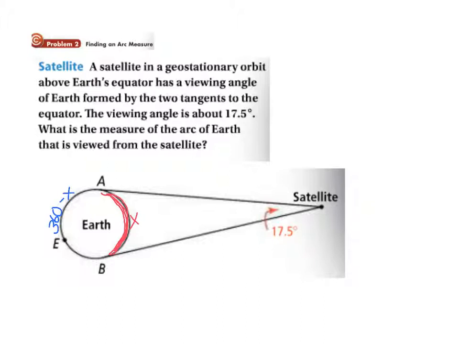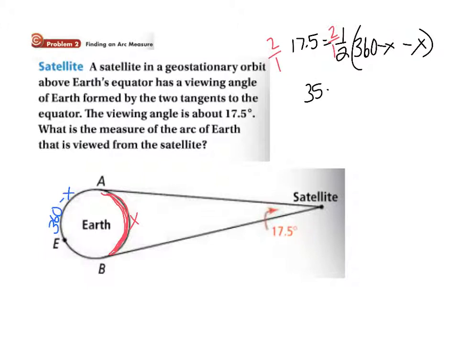All right, so I'm going to use those measurements to go ahead and set up my formula then. I'm going to say that the angle, which is 17.5, is equal to 1/2 the bigger arc, which is 360 minus X, minus the small arc. So it looks like that. And then just like on all the others, I'm going to multiply it by 2/1. And I end up with 35 equals, and this would end up being 360 minus 2x. Okay, remember the halves went away, that's where that went.